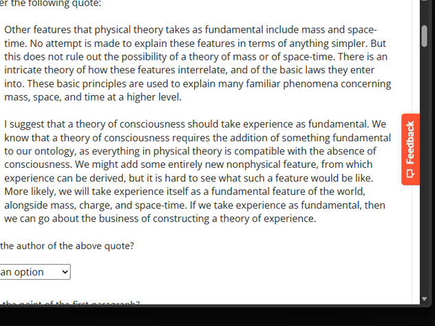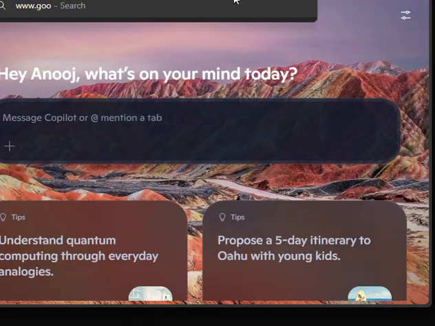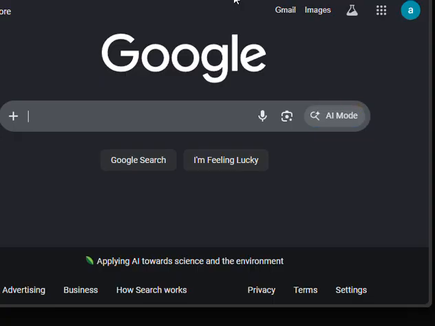So let's try to define ontology. Ontology is the theory of an individual's body of knowledge. Now we can look it up.